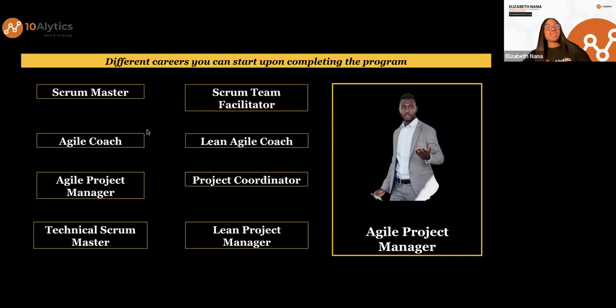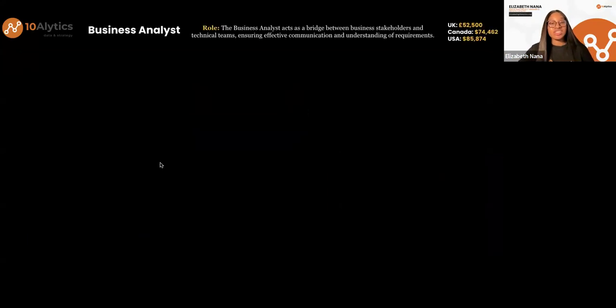Okay? So there are a lot of different careers that you can start upon completing this program as a project manager. You can become a Scrum Master, you can become a Scrum Team Facilitator, you can become a Lean Agile Coach, you can become an Agile Project Manager, a Project Coordinator, and so much more. All right, so you're not just boxed into project management. You can do anything. There are so many of them that you can start.